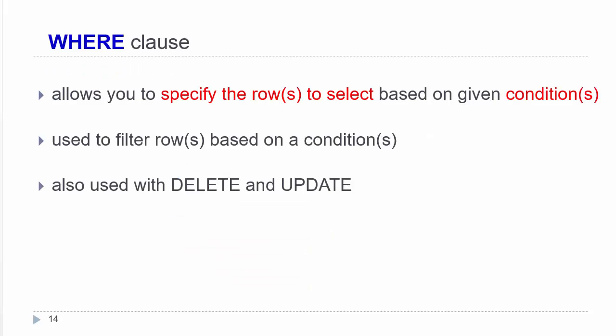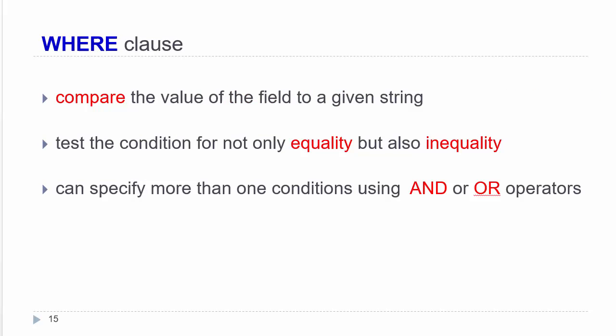We also have a where clause. The where allows you to specify the row or rows to be returned based on a condition or conditions. So you might want to think of it as a way to filter the rows. The where clause is also used with deletes and updates. The where clause can be used to compare the value of the field to a given string as a test for the value as a condition being equal or not equal, and we also can specify a condition using the and or operators.